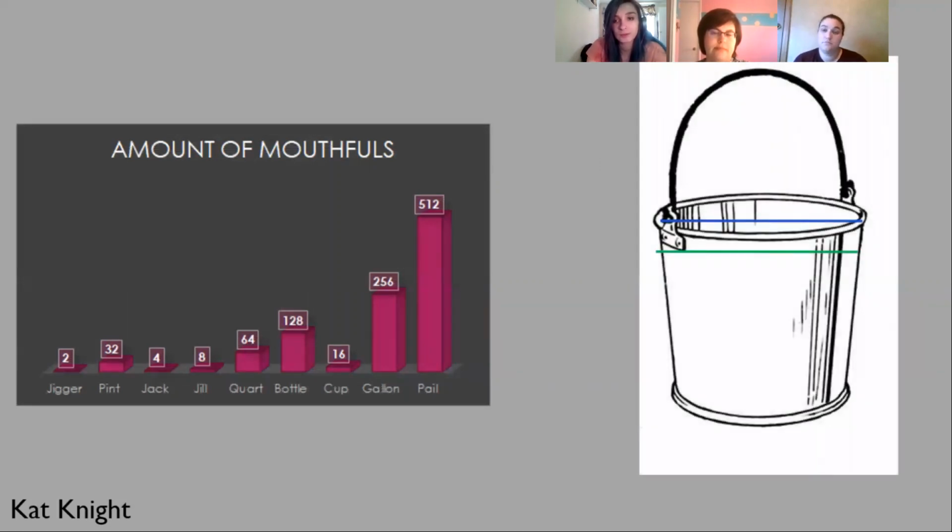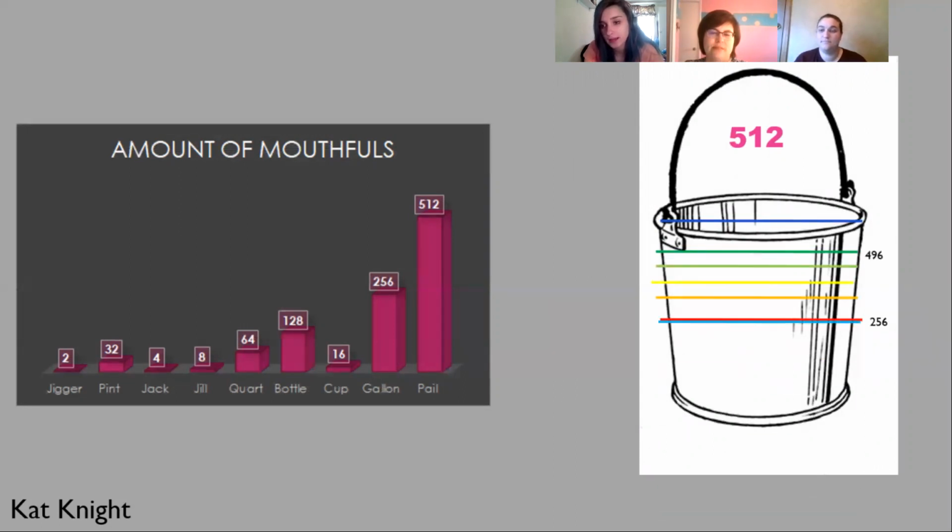So here's our pail, and we're going to go ahead and fill it up. We're going to start with our biggest first, which is a gallon. There's 512 mouthfuls in the pail. So we're going to go ahead and fill it up with our gallon, and that is 256. So now we're going to fill it up with everything else that we have, 1 of everything. So let's go ahead and fill our pail up. Ignore the numbers, pretend that Kat made a perfect animation.